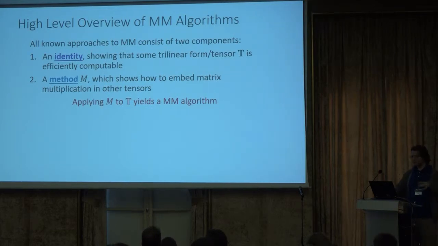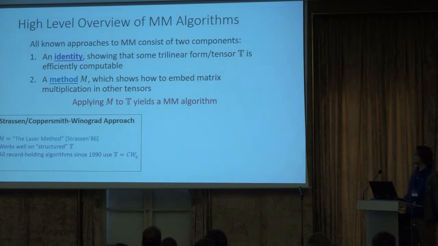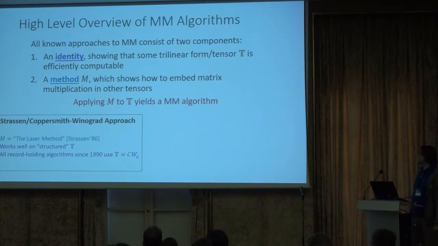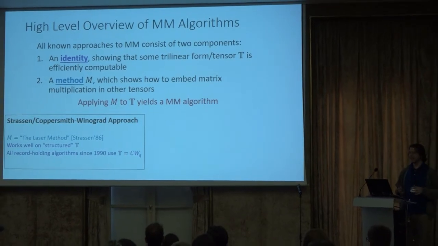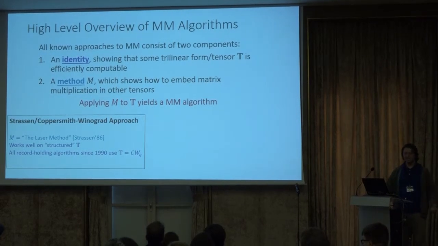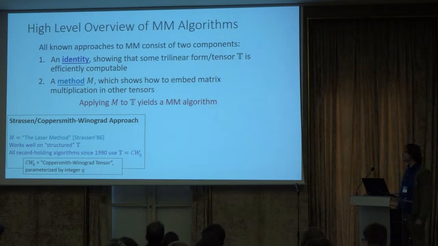There are two main approaches to designing these types of algorithms. The first is the Strassen and Coppersmith-Winograd approach, where the method is something that Strassen called the laser method. While all methods work better on certain types of tensors than others, the laser method works really well on tensors with certain structures, and the best example of this is the so-called Coppersmith-Winograd tensor. This is actually a family of tensors: for each positive integer q, there's a Coppersmith-Winograd tensor. And all the record-holding algorithms since the 90s have used the laser method applied to the Coppersmith-Winograd tensor.